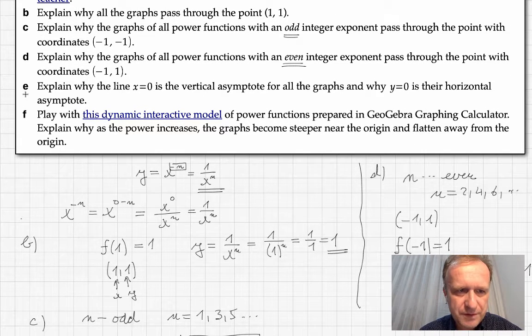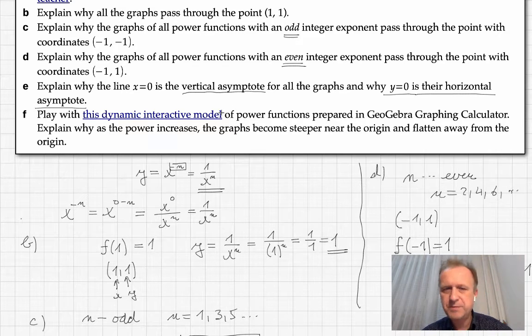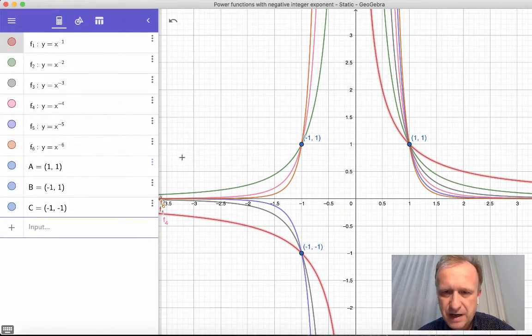Now let's do the following part. Explain why the line x equals 0 is the vertical asymptote for all the graphs, and why y equals 0 is their horizontal asymptote. So here we are again, the concept of asymptotes. Let us look back at those graphs.